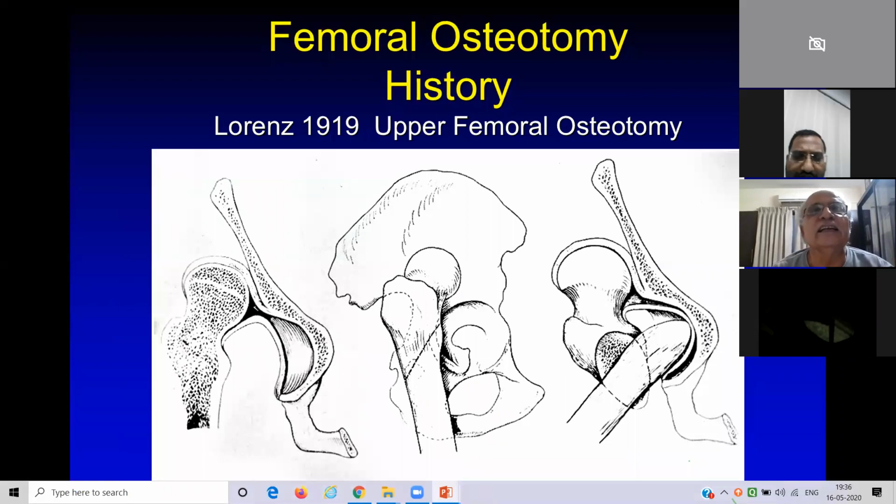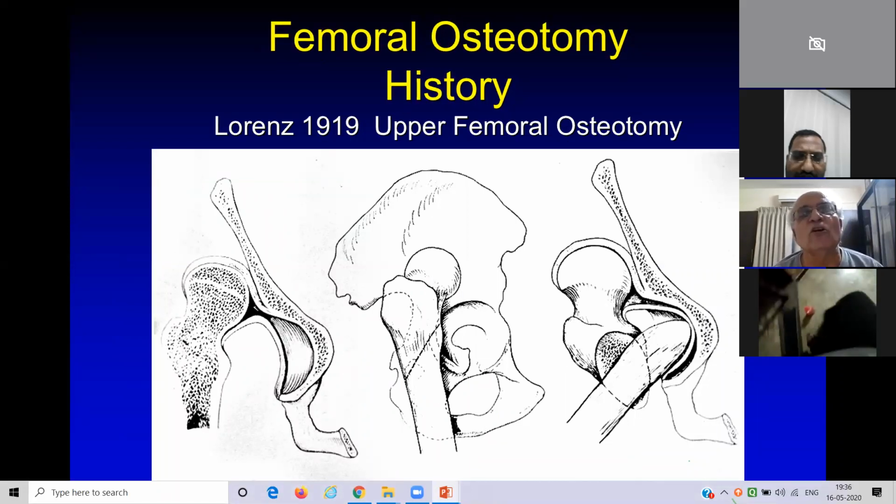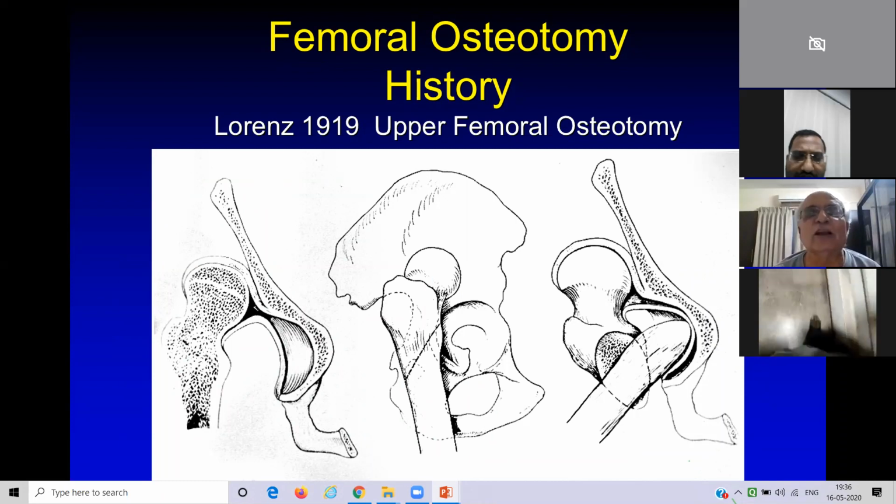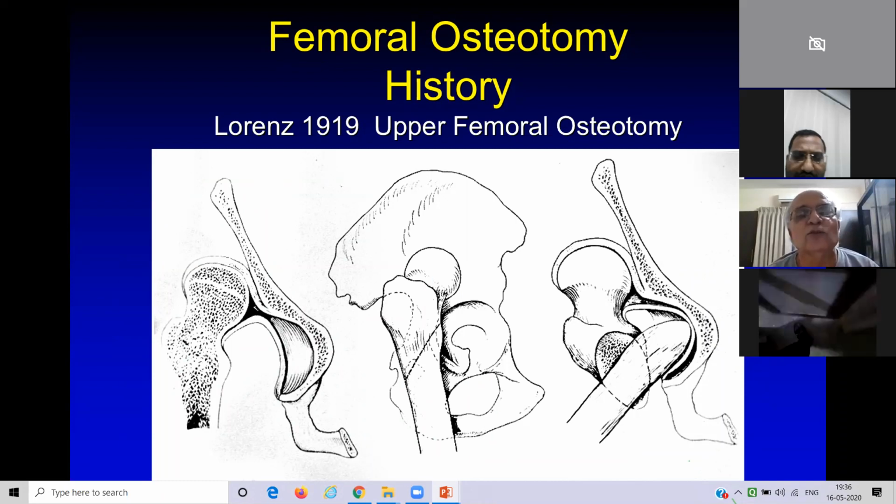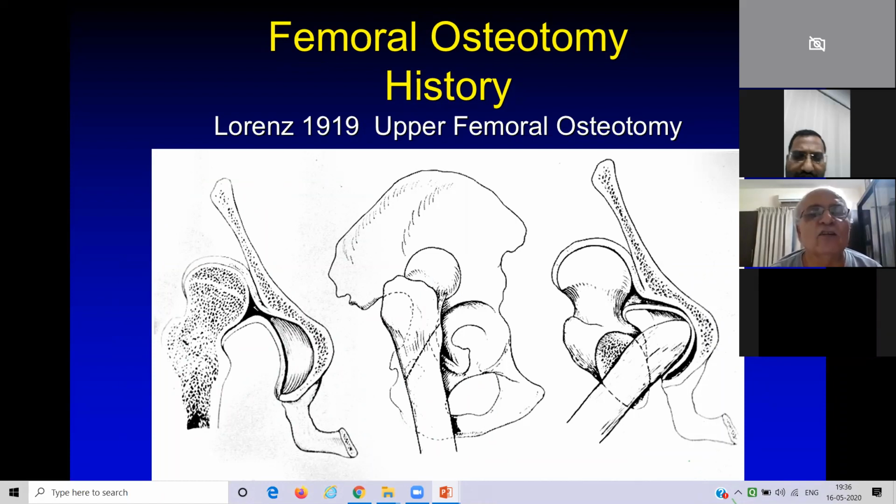Lorenz did an upper femoral osteotomy. This was actually called a bifurcation osteotomy, upper femoral. Look at this, it's like a Y, like a V, or something. This was done for very high dislocated hips.